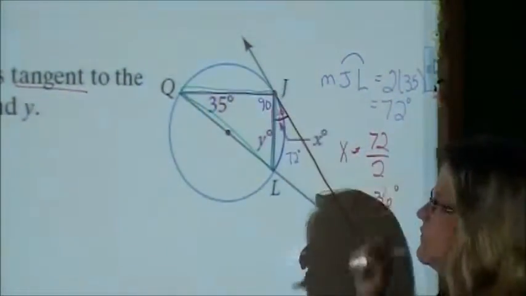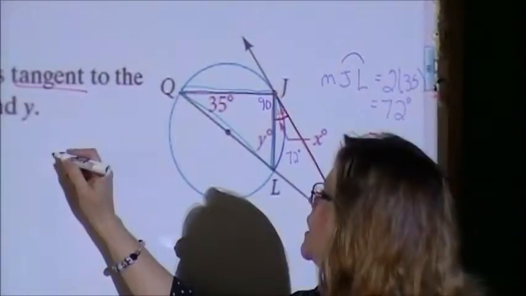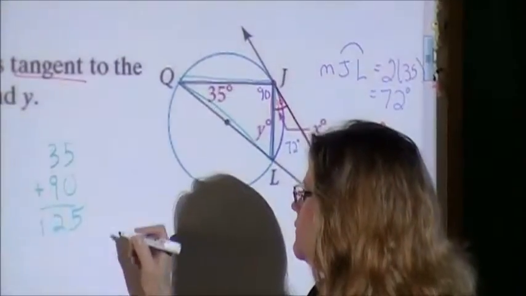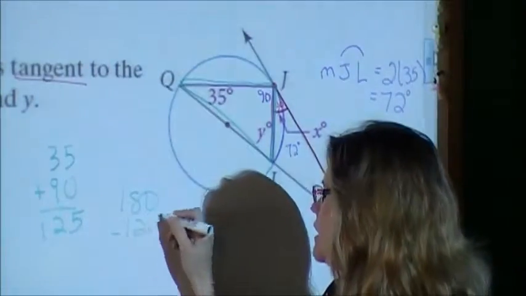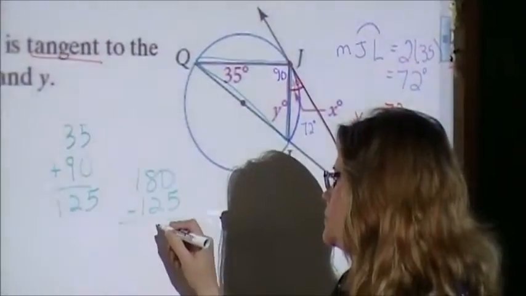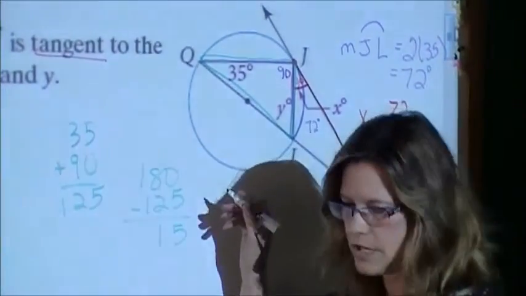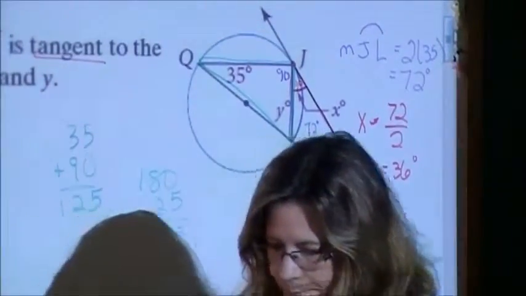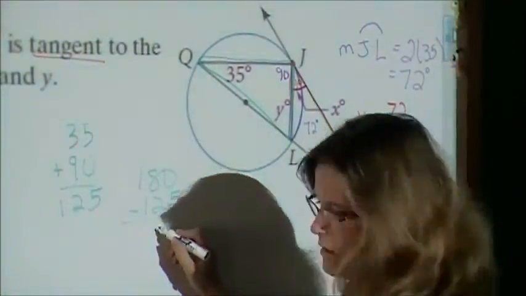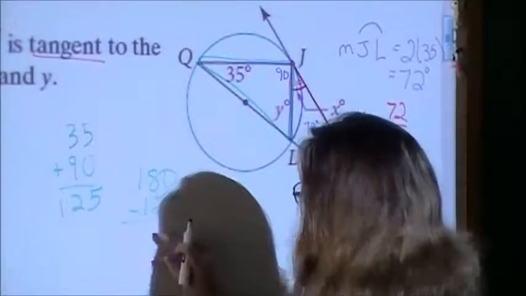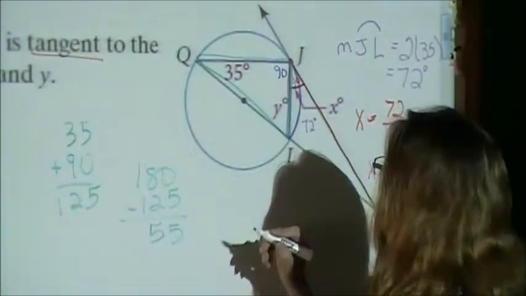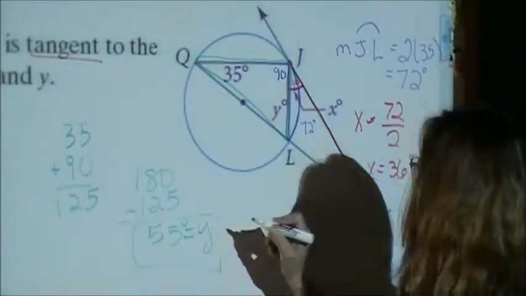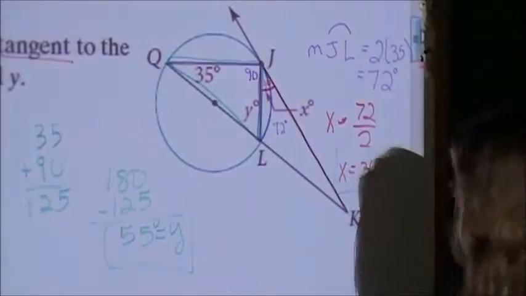Don't forget about our old-fashioned triangle right here. If you have two angles of a triangle, you could always find the third angle. So 35 plus 90, we have 125 degrees, and then in a triangle, all the angles add up to 180 degrees. So that missing angle is, if I subtract correctly, 55 degrees. So angle Y is 55 degrees. So here's my two answers. Angle Y is 55 degrees, and angle X was 36 degrees.